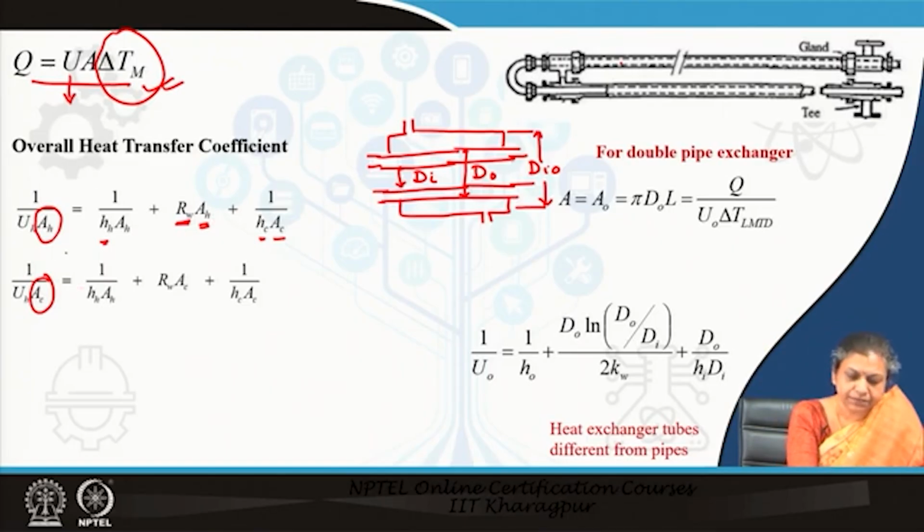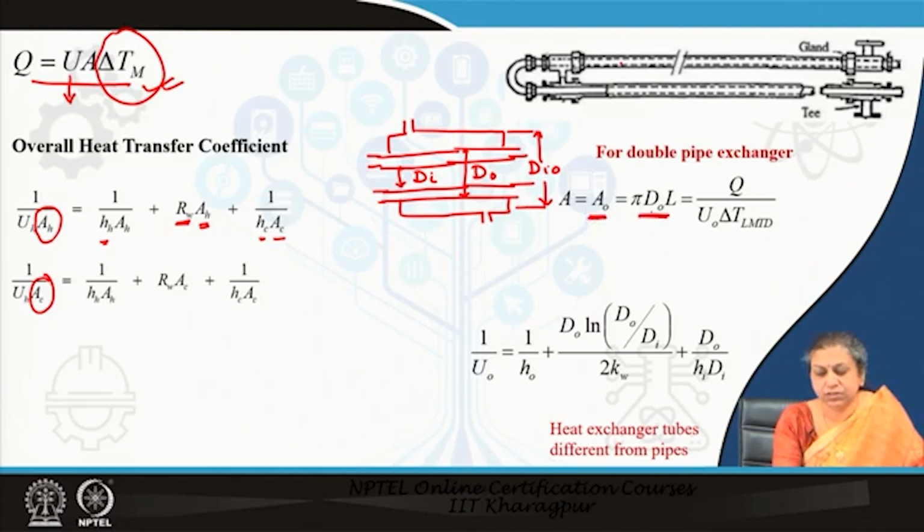Now, if we apply this general overall heat transfer coefficient equation to the specific case of a double pipe exchanger, then generally, as I have already mentioned, the heat transfer area is taken as the outer wall of the inner pipe, or in other words, the area of heat transfer is A0, which is given as pi into D0, the outer diameter of the inner pipe, into the length, the total length which will be required, right. And this is obtained as Q by U0 into delta T LMTD, since this is A0.